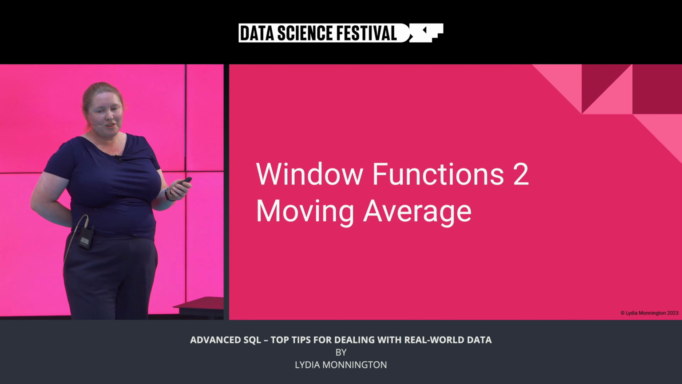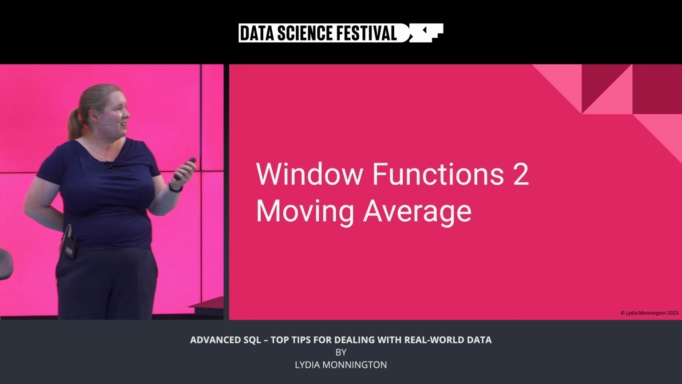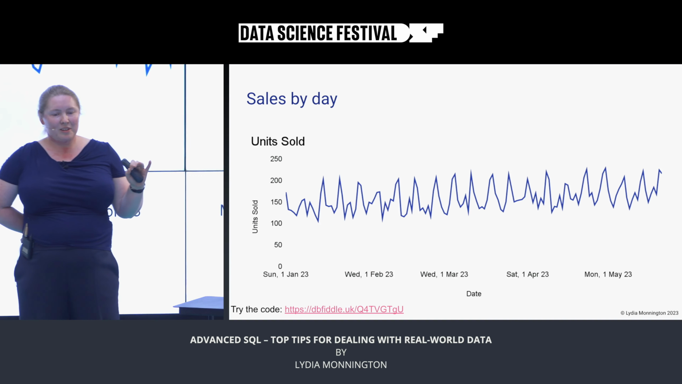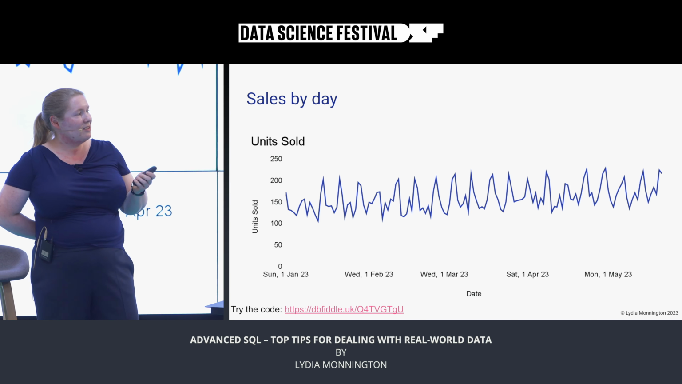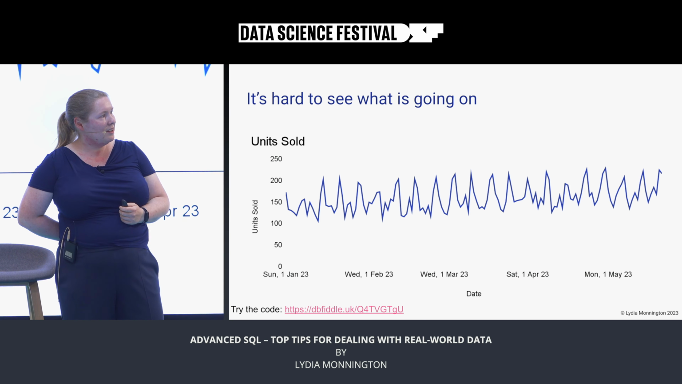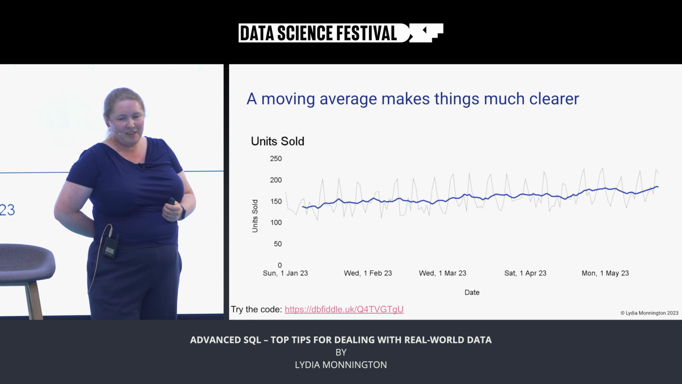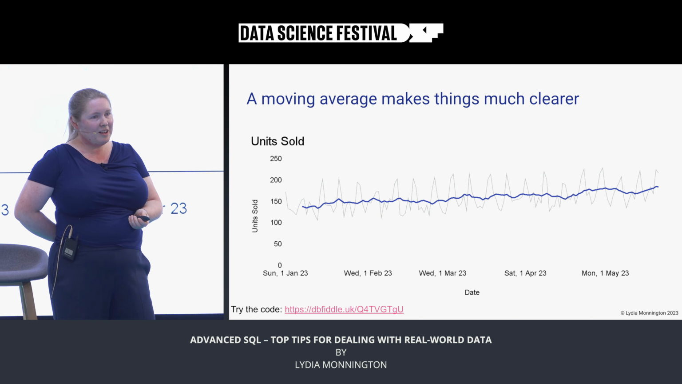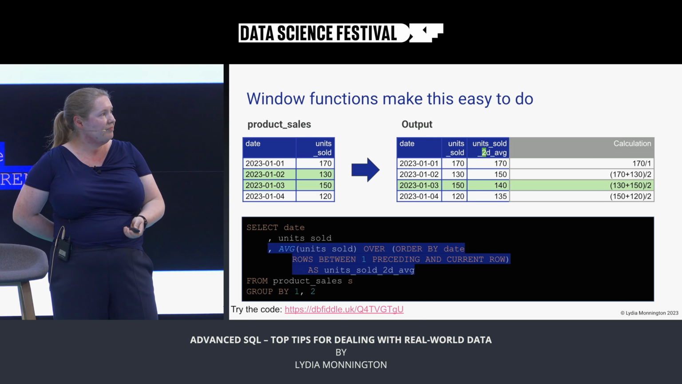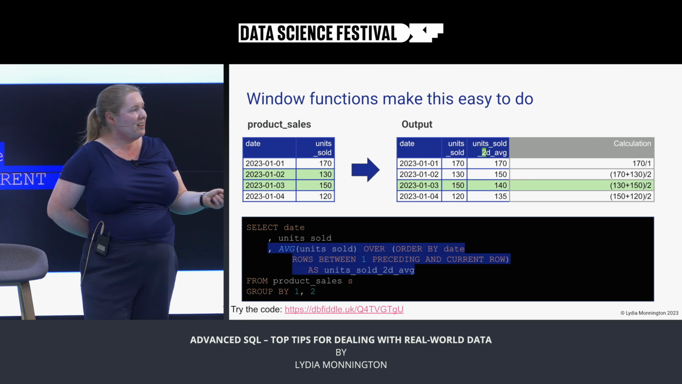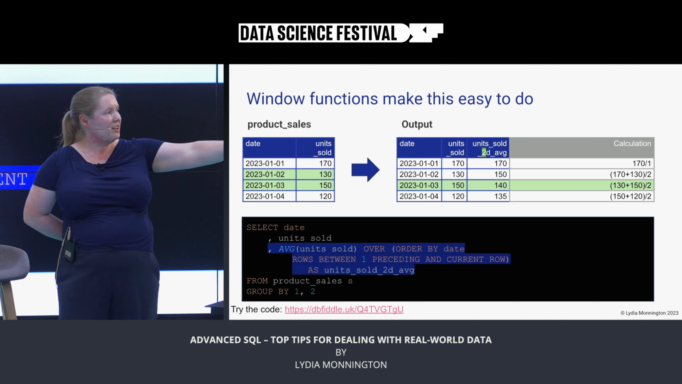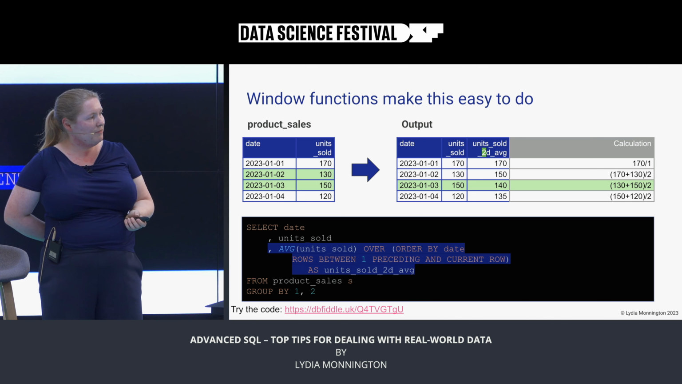Cool. So now let's talk about moving averages. This is something else that window functions do that's really cool and quite difficult to do otherwise. Let's say we had this graph of units sold. It's pretty noisy, and so maybe we want to put a nice average line on it. You could probably do that in your plotting function, but you can also do it in SQL. The way you do that with SQL is, again, using a window function. So you're averaging over the units sold column.